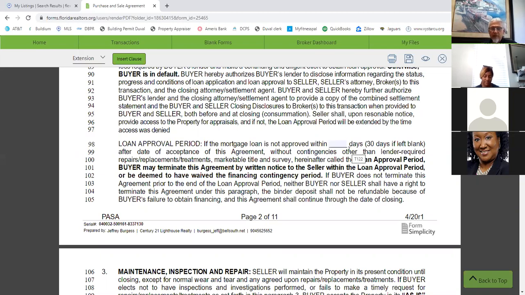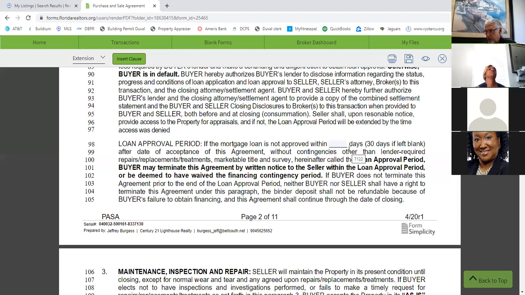Okay, but it's 30 days if left blank, right? Okay. So it says buyer may terminate this agreement by written notice during the loan approval period, or it's deemed to have waived the financial contingency. If the buyer does not terminate this agreement prior to the end of the loan approval period, neither the buyer nor seller shall have the right to terminate this agreement under this paragraph. The binder deposit shall not be refundable because of the buyer's failure to obtain financing, and this agreement shall continue through the date of closing. Okay, then if they don't close, Mr.